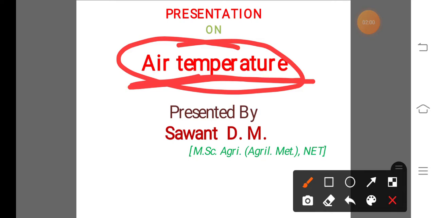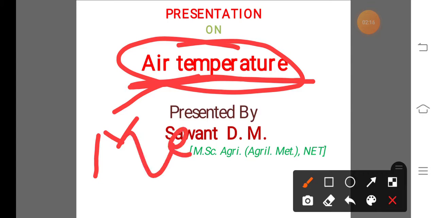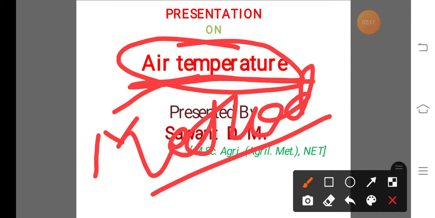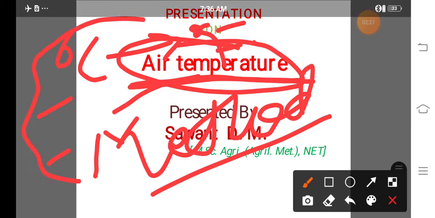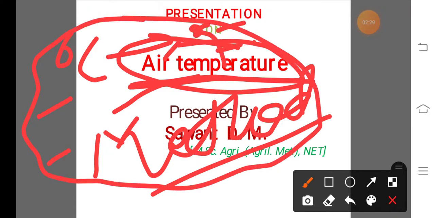So in this lecture we only discuss the remaining content, except variation in temperature, that means different methods or different instruments used for the measurement of air temperature, also conversion of one scale to another scale. So this content we discuss in this lecture.